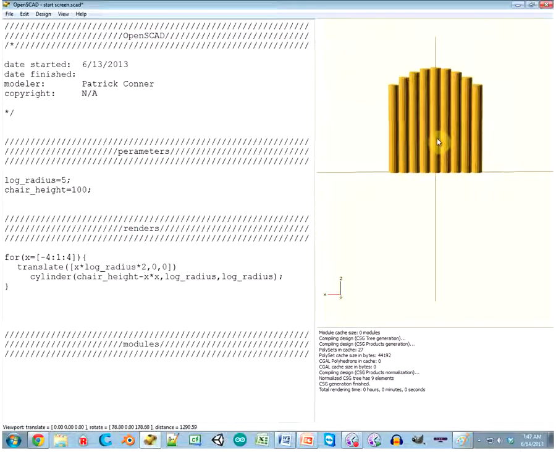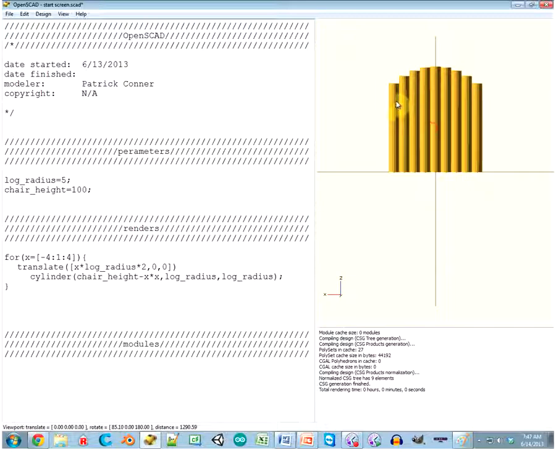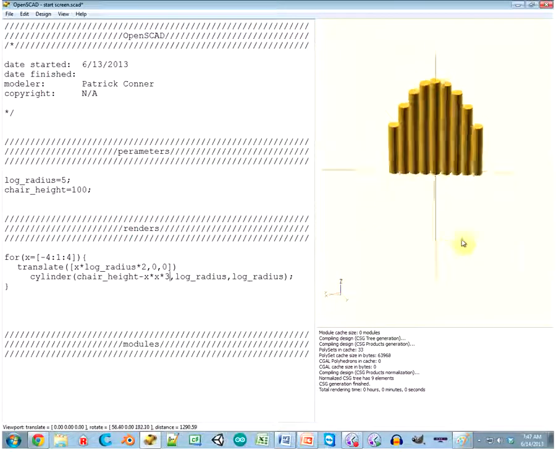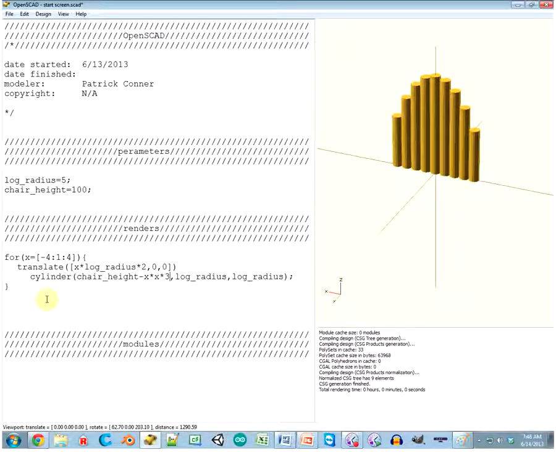Hey, that's more what I was thinking. That's much better. I wonder if we can make that a little steeper. Let's say x times 4. Little too much. X times 3. That's pretty good. I like that. It's all pretty. Yay.